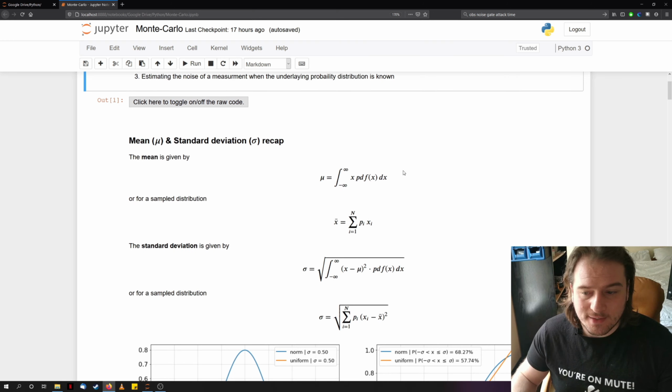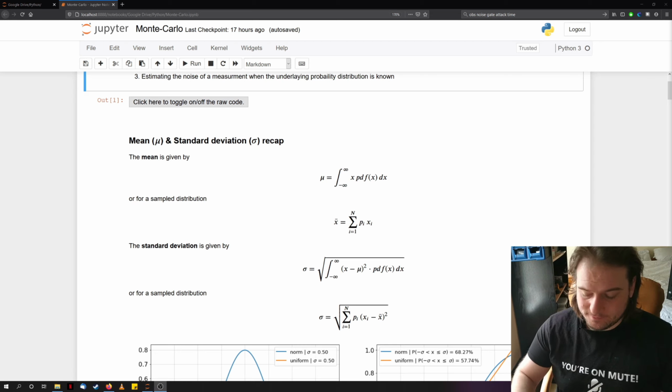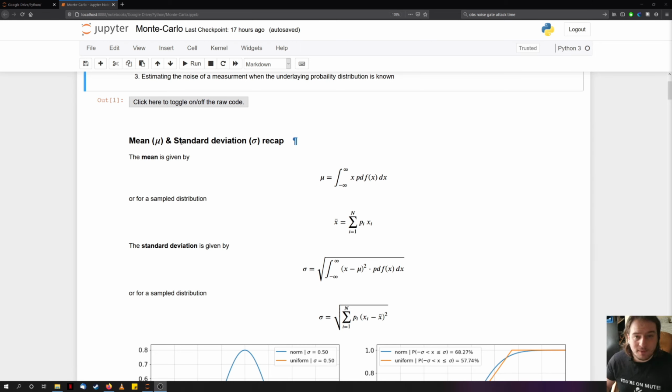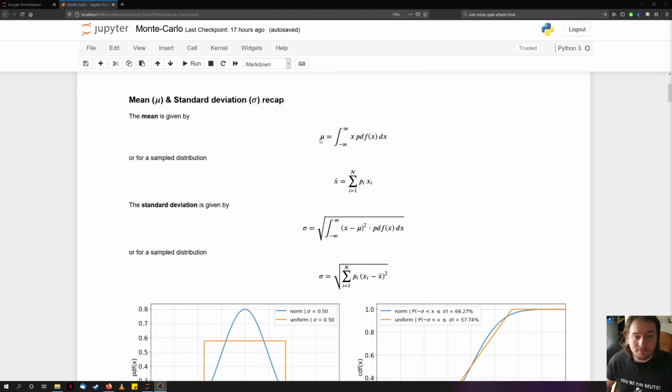Before we get into this, we need to have a quick recap. I'm sure many people watching this video would be familiar with the idea of the mean and standard deviation. The mean is simply a formula that's given by this, in which you multiply the probability density function by x and then integrate it over all the domain. Or for a sample distribution, you simply sum up the probability of each occurrence times the variate of each occurrence.